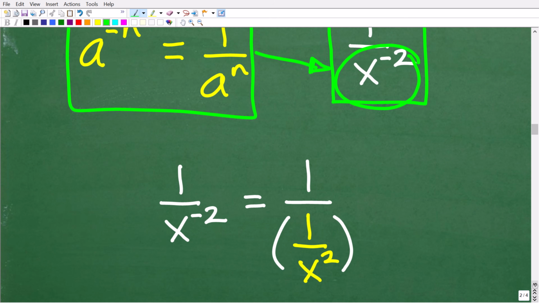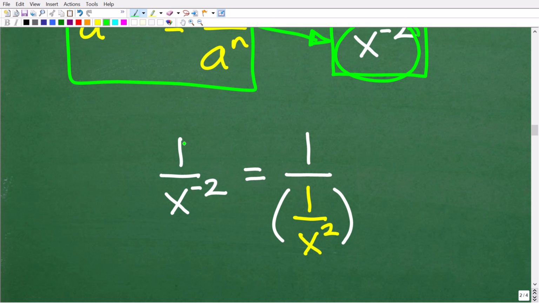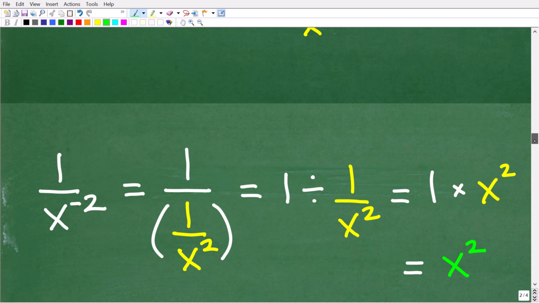So let's go ahead and do that right now. 1 over x to the negative 2 is going to be equal to 1 over, now this x to the negative 2 I can write this way, 1 over x squared. So now I have a big complex fraction. Okay, so let's continue to simplify this.